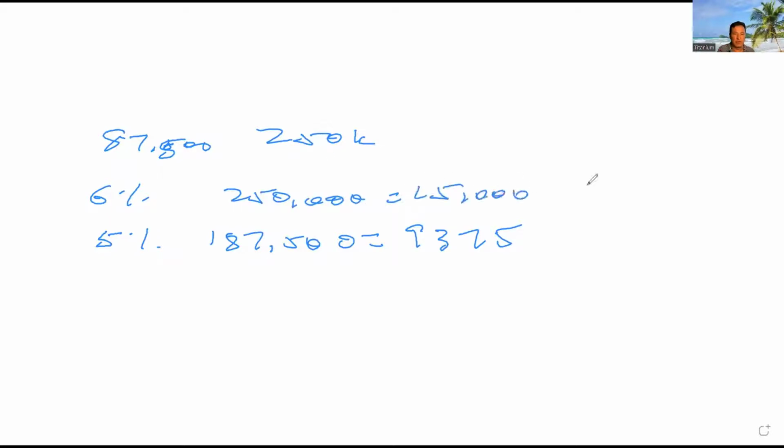Now, don't forget, you need to pay agents to maintain it, voids and all that. So times 80%, 15,000 times 0.8 is going to be 12,000. Now, you minus off this 9,375, which is 2,625. That's your net profit.